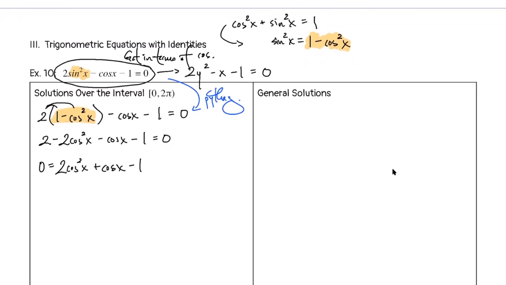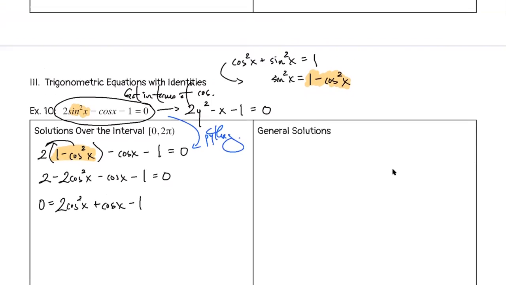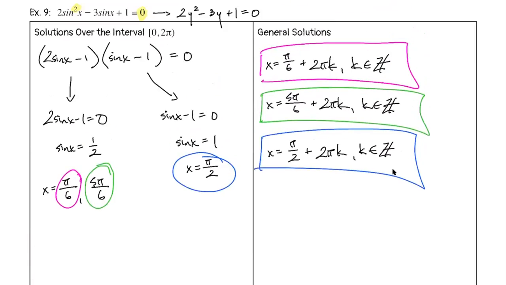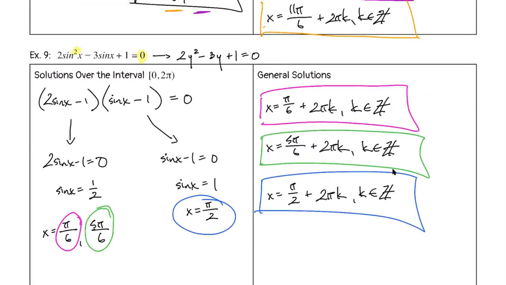Okay. Now, well, this basically looks like what we had for example 9, right? We use the identity to make it into a quadratic that we know how to solve. So now we're going to factor, we're going to set each piece equal to 0, and we're going to see if we can combine any of these solutions into a single solution for the general part, okay?